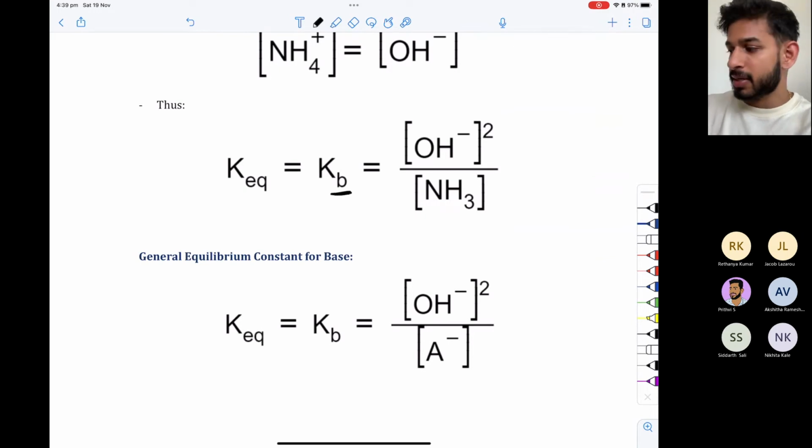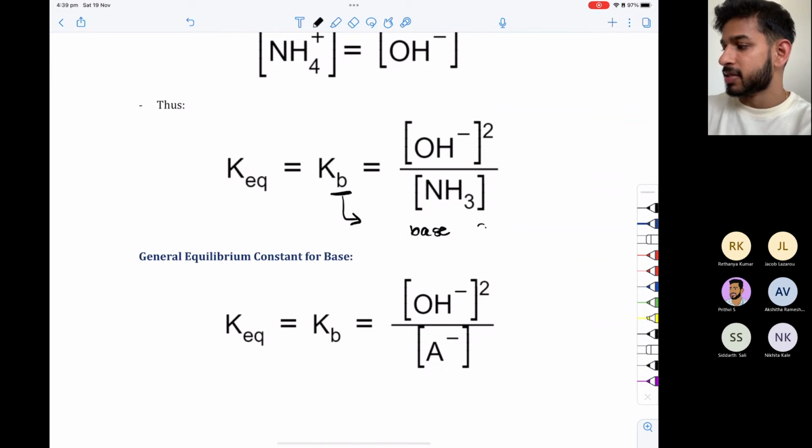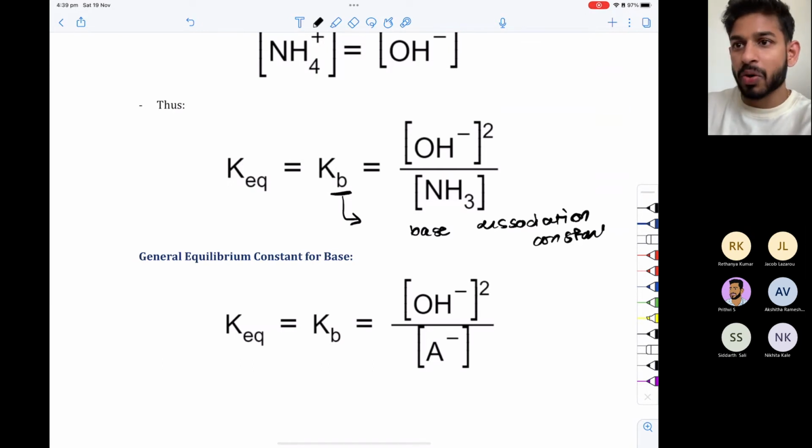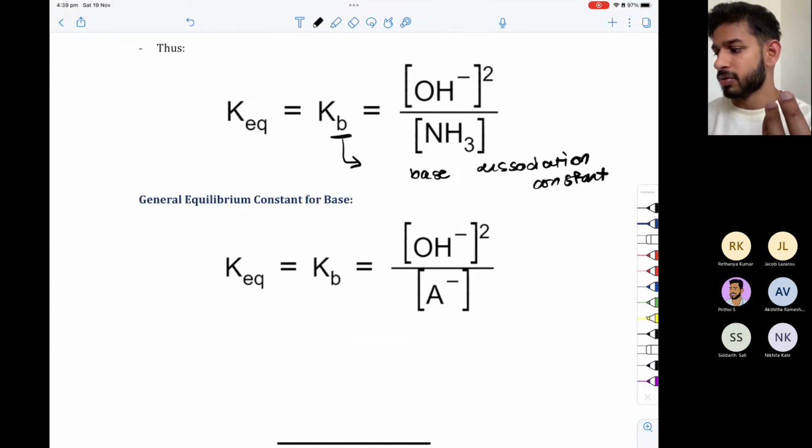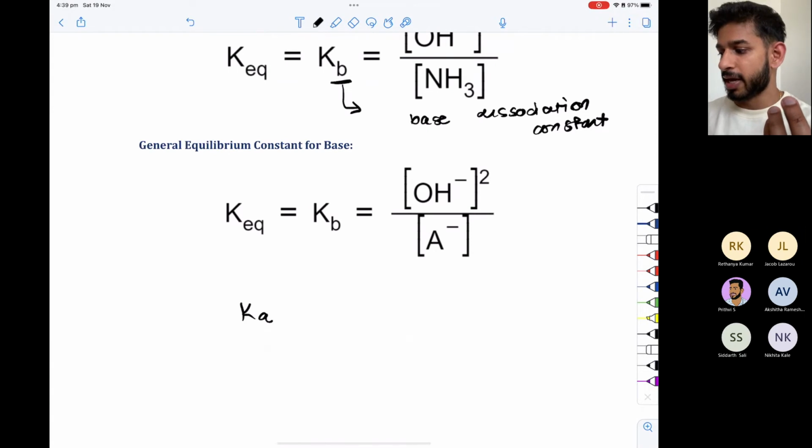Kb, the B in longhand form stands for base dissociation constant. It's the exact same as K. It's just other words you'll be seeing that they'll ask you to find. So they might give you a question and say, calculate the acid dissociation constant. You might go, what the heck does that even mean? They literally are asking you to find, in that case, Ka.